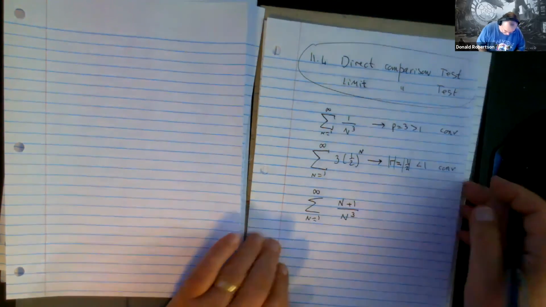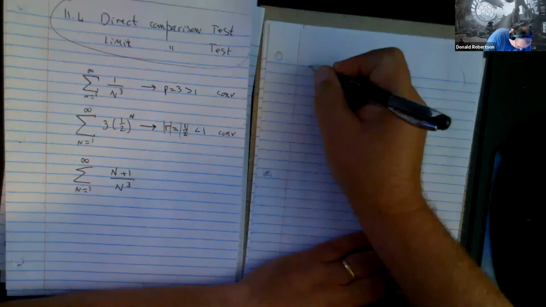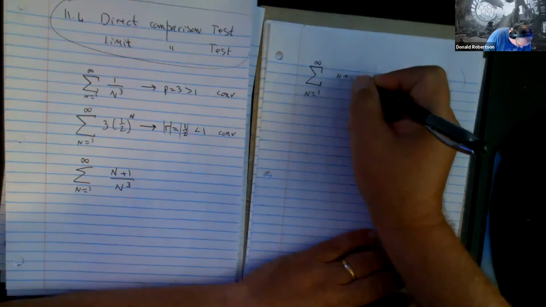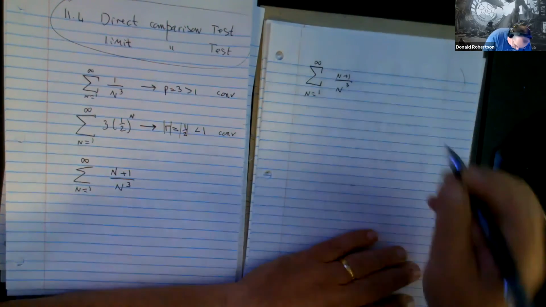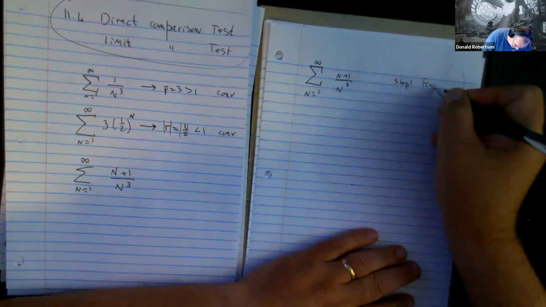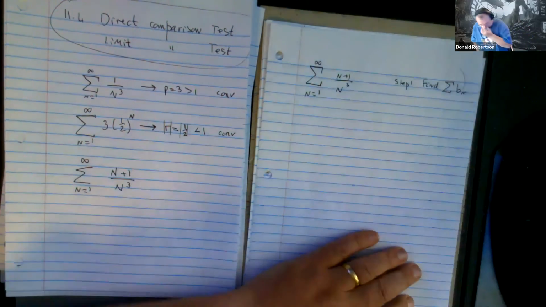Take that series. Now I could split it into two pieces and do two P series on it, but let's do a comparison test on it. So start with my little series over here. Break it down into the basic steps. So step 1, find the comparison series, sigma b_n.